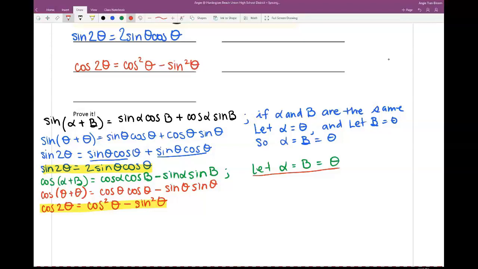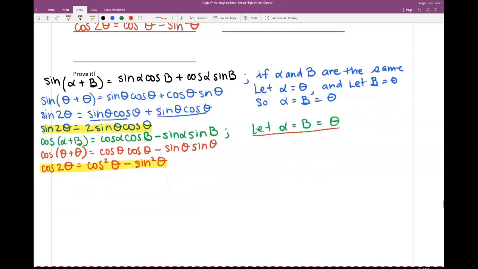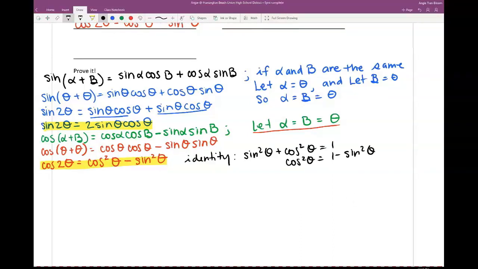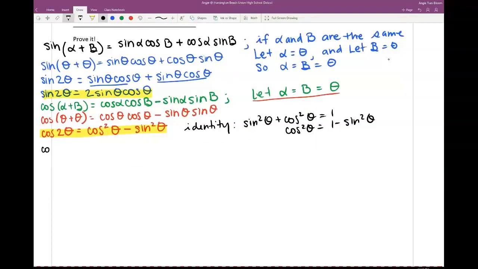But with cosine of double angle, we can also manipulate this. Remember this identity that we had before. Sine squared of theta plus cosine squared of theta equals 1, right? So would you agree that I can say cosine squared of theta equals 1 minus sine squared of theta? So what I can do with the double angle identity is create a different one, just based on other things that we already know.